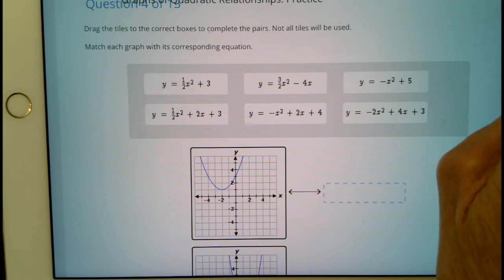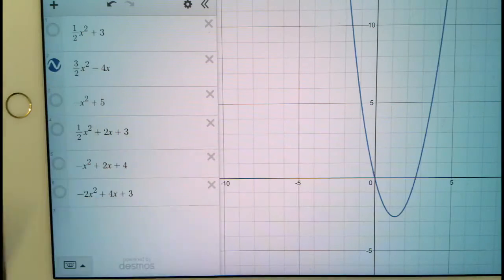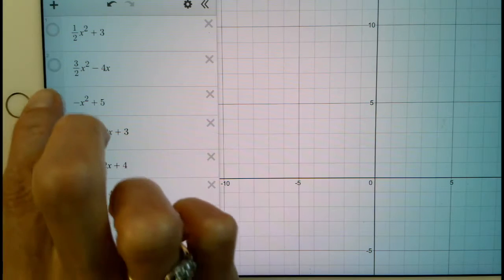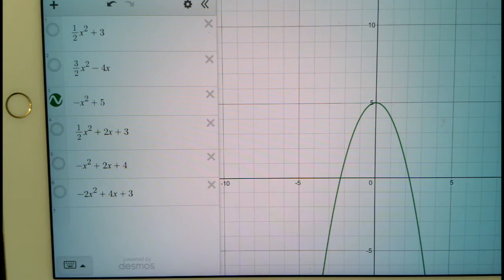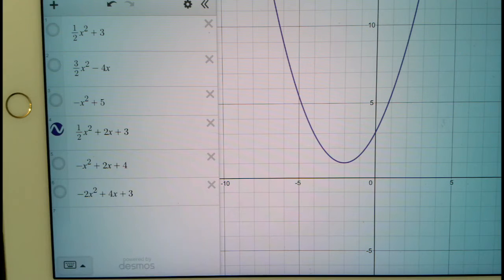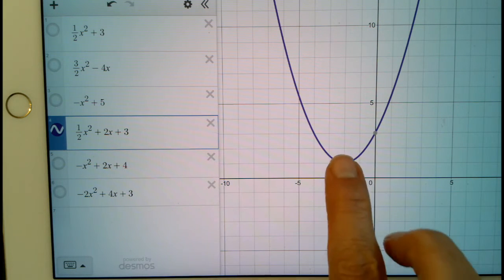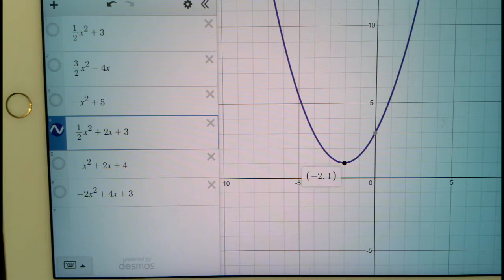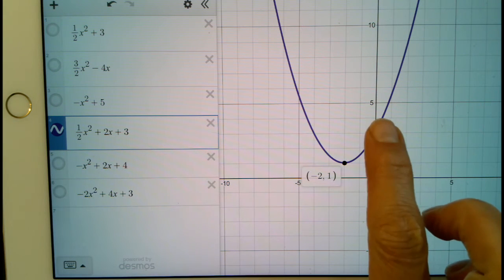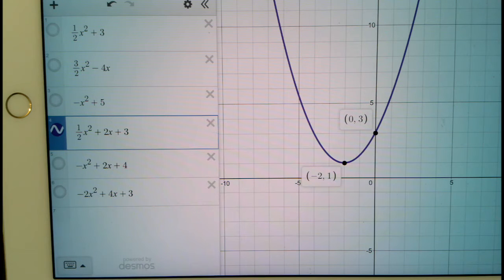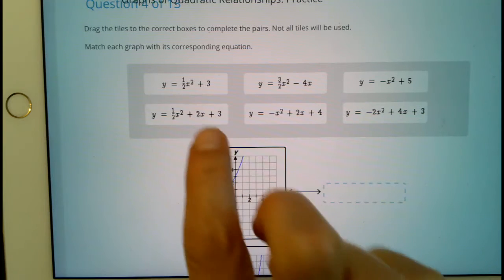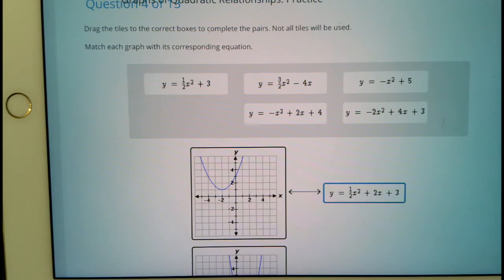So we can go back and look at the 3/2 x squared minus 4x. Turn that one off and turn this one on. And again, not the right vertex. Not the right vertex. This vertex here seems to be (-2, 1), which is what we're looking for, as well as we've got our y-intercept of (0, 3). So the 1/2 x squared plus 2x plus 3 is going to be here.